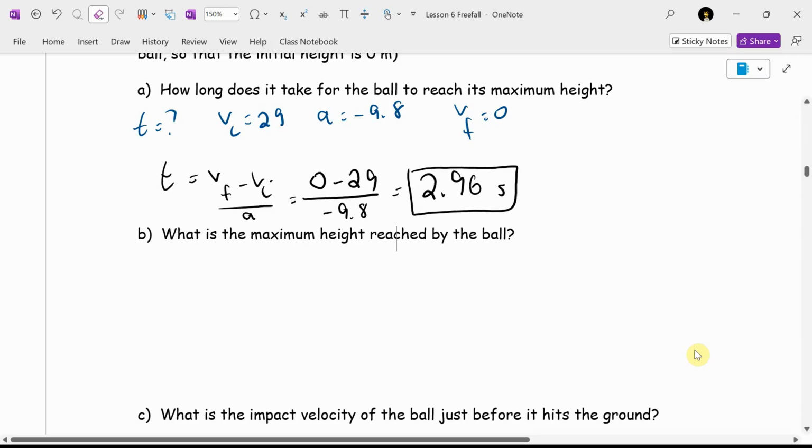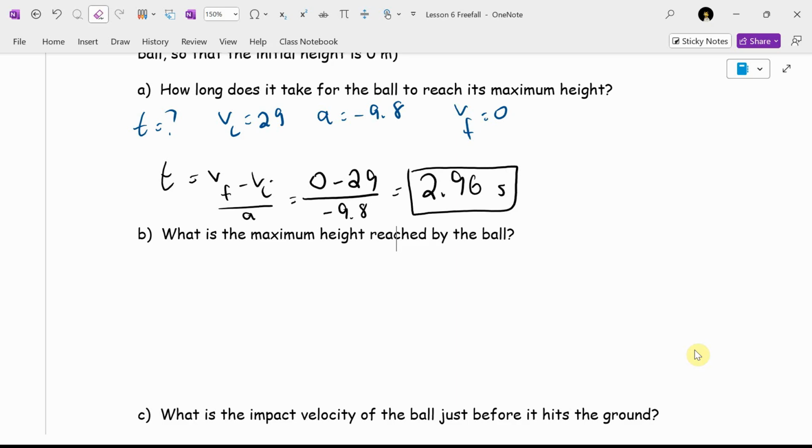Elijah, what's B want me to find? What physics concept is height asking me to find? Displacement. Are we ending up above or below from where we started in this question? I think I'm going to get a positive displacement. If I get a negative displacement here, I'll get nervous because the ball is up there at its maximum height. So that's the difference between distance and displacement, and scalars and vectors.